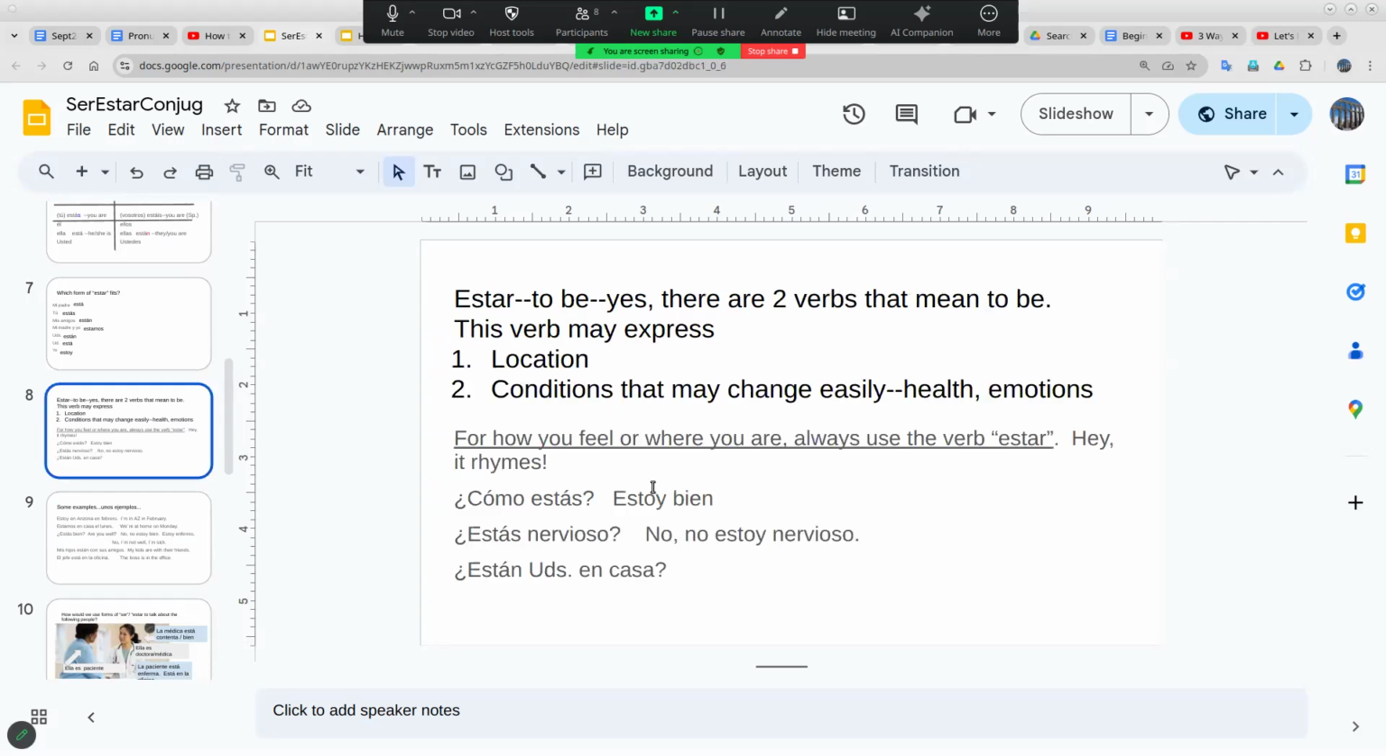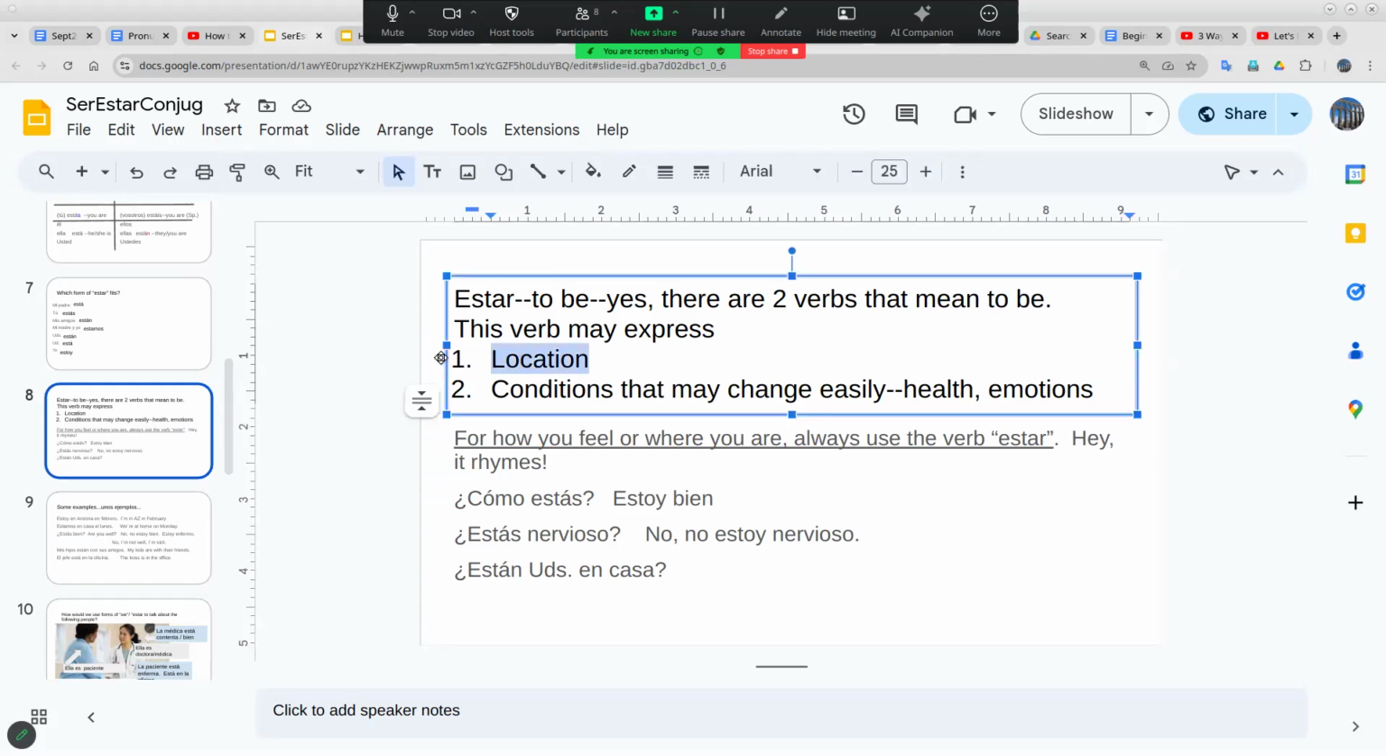Sorry. One more step. Estar is used to talk about location, location, location, where things are, where objects are, where people are, where things are. And it's used to talk about conditions that may change easily, like your health, like your emotions.